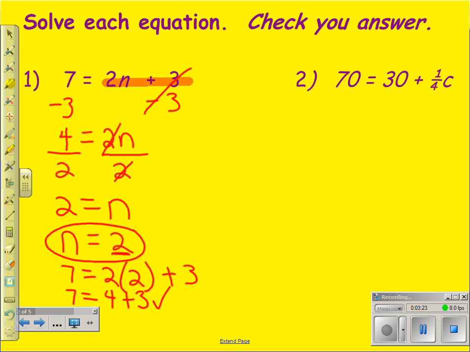To get the 1/4 c by itself, we're going to have to get rid of a positive 30. If you're wondering, how do we know that's a positive 30? Well, if there isn't a sign in front of it, then that is a positive 30. So the only way to get rid of a 30 is to subtract 30, and we're going to do that on both sides.